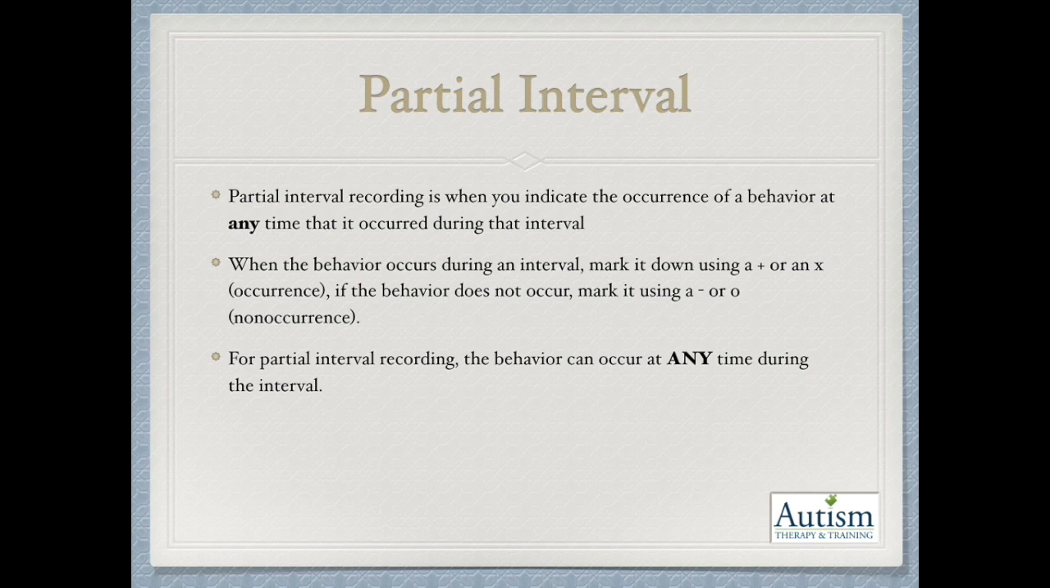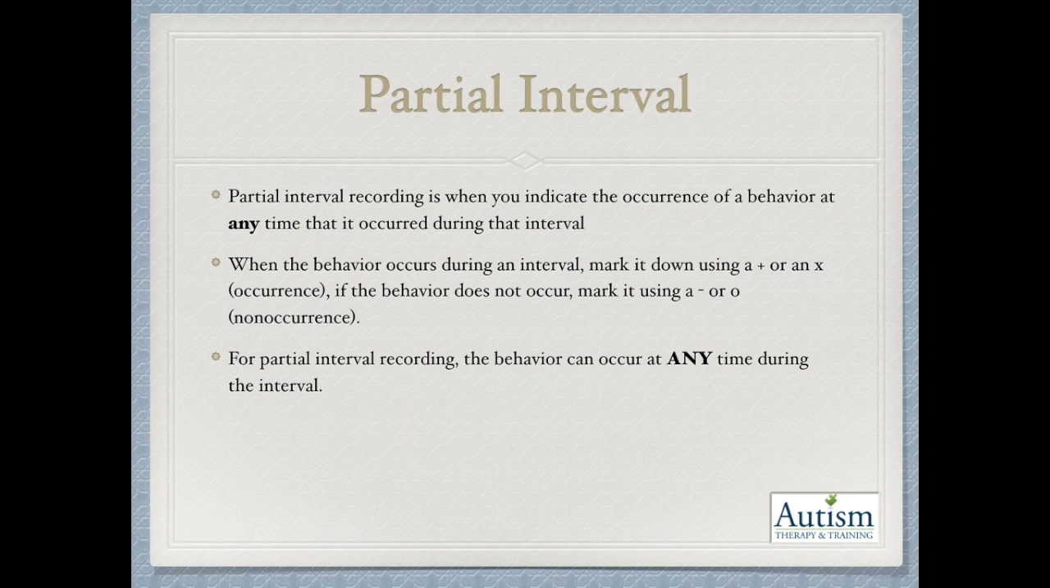Let me clarify this. When the behavior occurs during an interval, mark it down using a plus or an X. This would indicate that there was an occurrence of the behavior. If the behavior does not occur, we still want to mark it down, but we would mark it down with a minus or an O. This would indicate that there was no occurrence of the behavior.